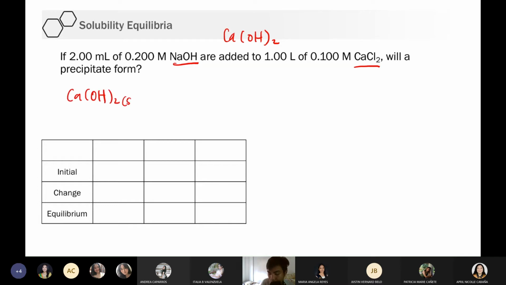Pakita mo yung expression niya. So, this is solid, precipitate yan, that will dissociate into calcium 2 plus and 2OH minus. Then you write it sa ice table. So, ganun yung technique natin. Identify your precipitates first, then you write the solubility equation. Pakita mo kung paano magdi-dissociate yan.